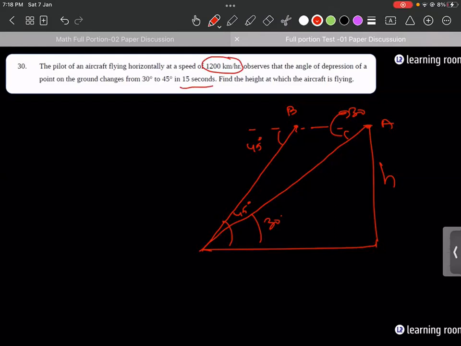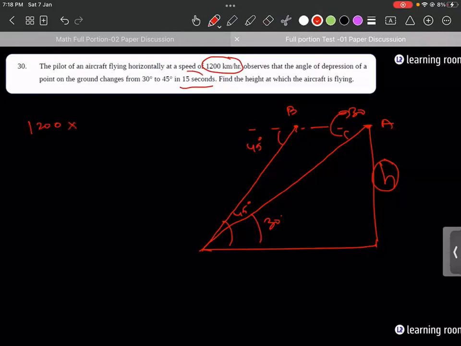So convert it to seconds. So 1200, how will you convert it to seconds? 5 by 18, correct? They have given it in kilometers, right? So we can use 1 by 4. You want to report the answer in terms of kilometers? Okay, that is the case. You can do it.